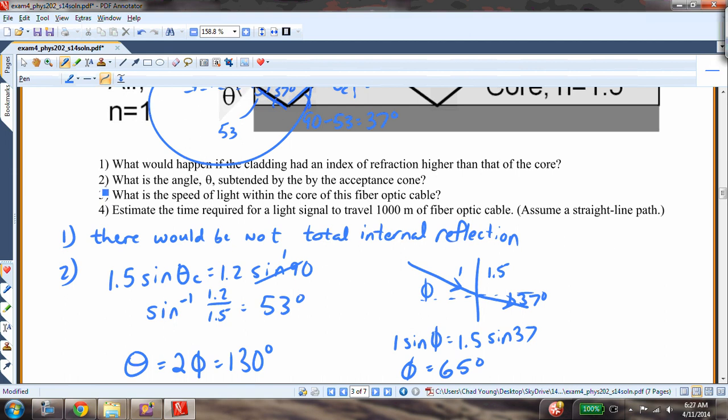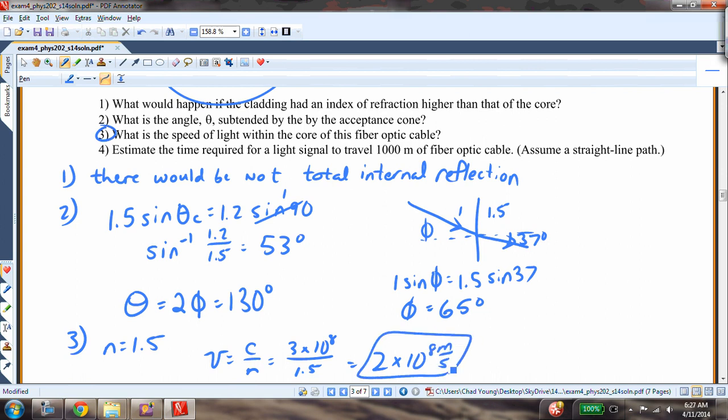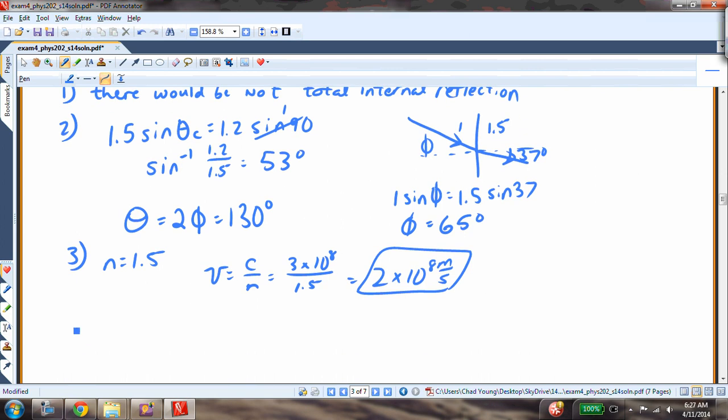Okay, now for 3, what is the speed of light within the cable? Well, within the cable, n equals 1.5. So v is equal to c divided by n. That is going to be 3 times 10 to the 8th divided by 1.5. So it's 2 times 10 to the 8th meters per second. That's the answer. And then estimate time required for light to travel 1,000 meters.